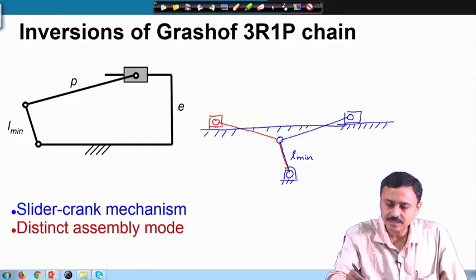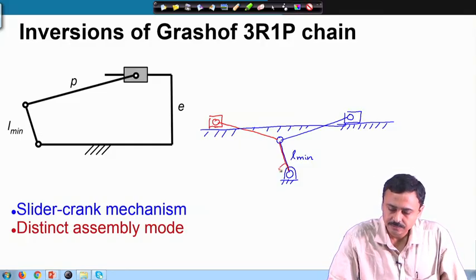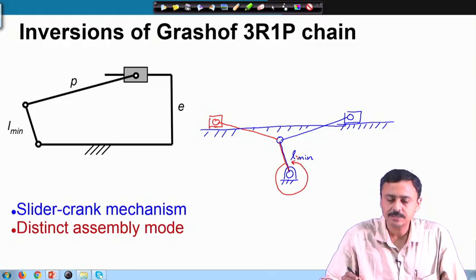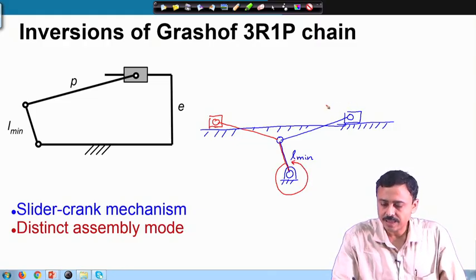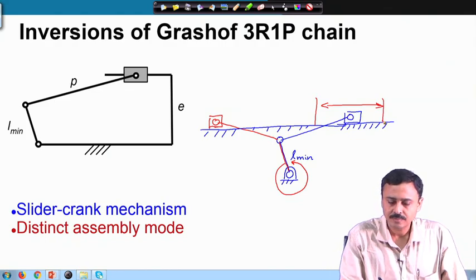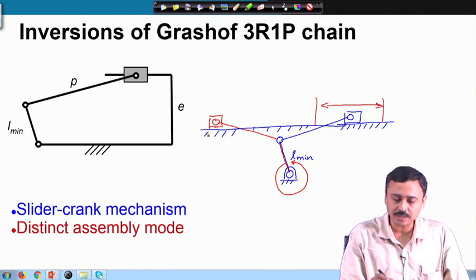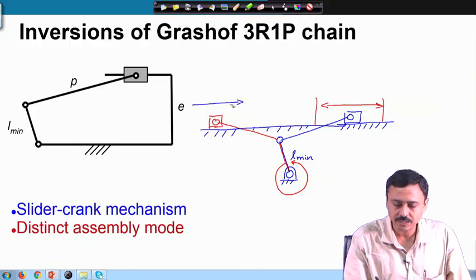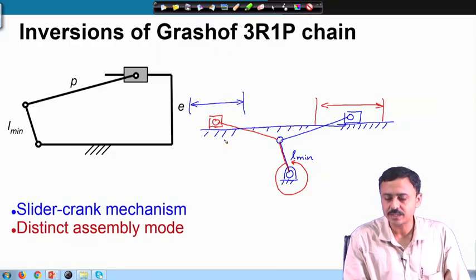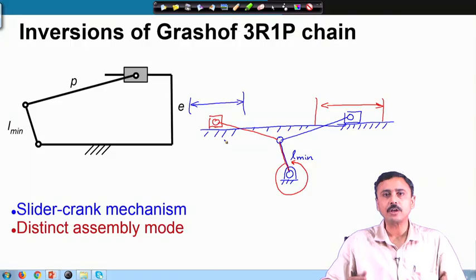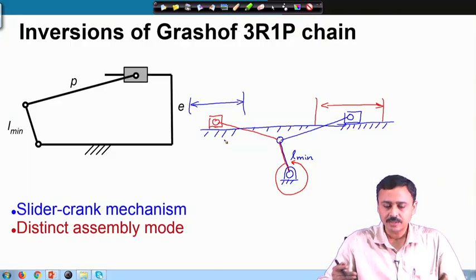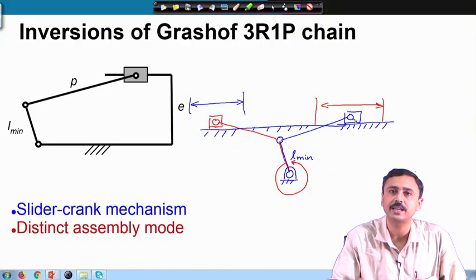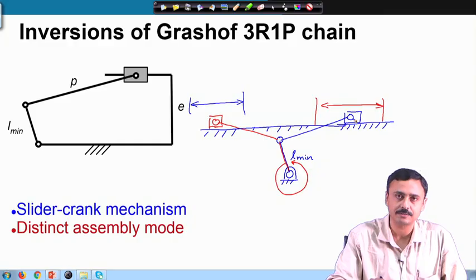Here, as this crank rotates, this slider is going to slide between two limits, and in the other assembly mode, it is going to slide between another two limits, and these two limits do not cross, they are distinct. Therefore, if I start from the blue configuration, I can never go to the red configuration.